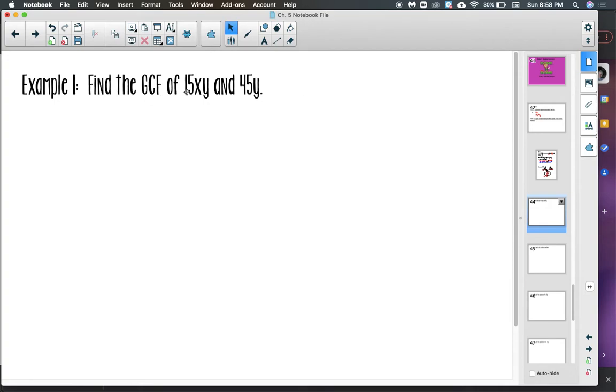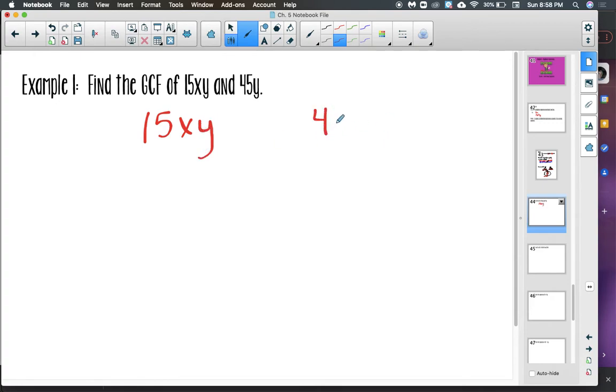So the GCF of 15xy and 45y. Now we can find the GCF of these monomials, these single term algebraic expressions. It doesn't matter how you find the GCF of 15 and 45, you can do the listing method or the Venn diagram method, but you're going to find that the GCF of those two numbers is 15. Trust me on that. Go ahead and test your math. The GCF is 15. But now we have variables to worry about as well.